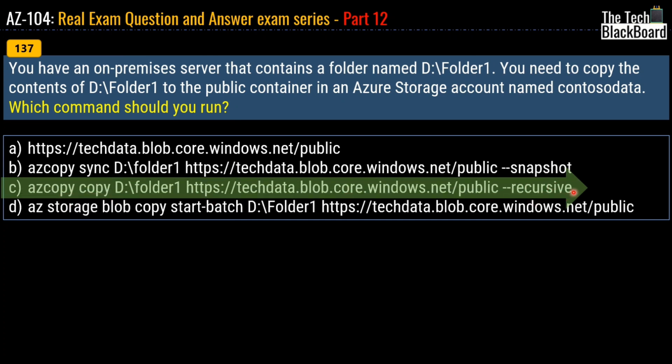And the reason is simple. Whenever you have recursive, then the AzCopy command will pick all the contents of any folder, in this case d/folder1, and put it in the destination folder. So for example, we have d/folder1, and let's say we have a lot of files inside it and there are subfolders with more files in it. Then the recursive option will pick everything inside folder1 and put it in the destination specified here. And that's the reason behind choosing this as the answer.